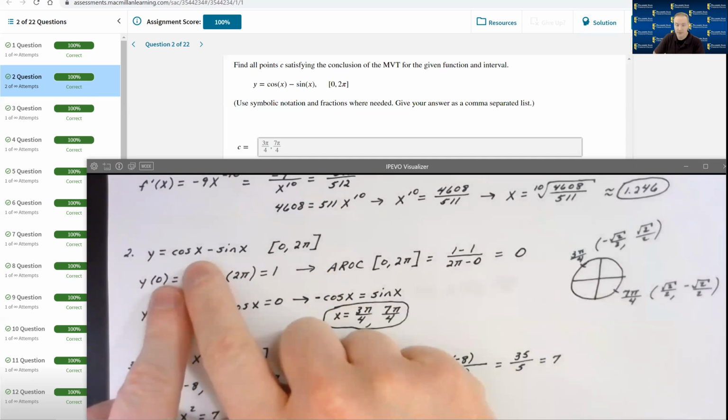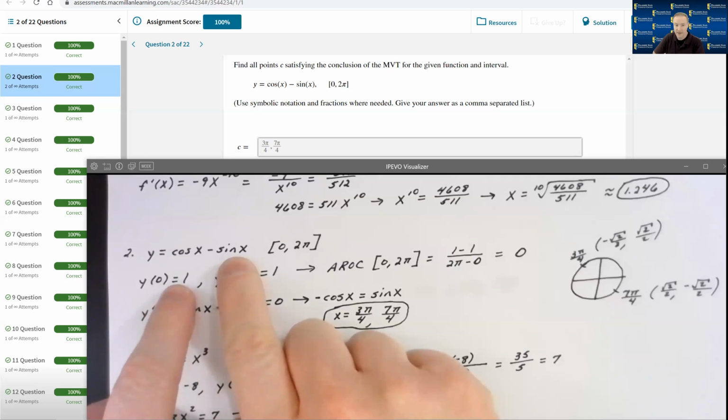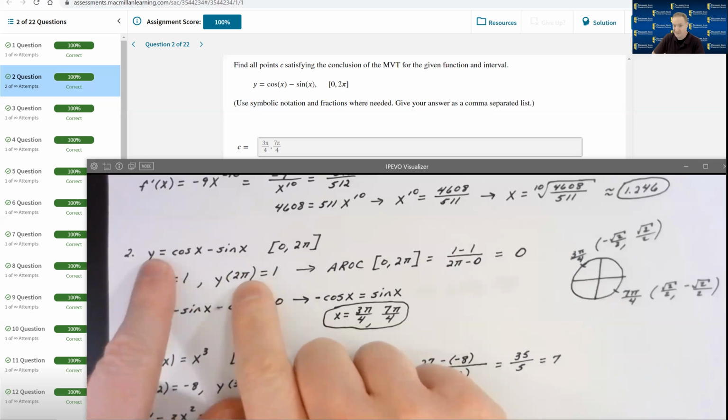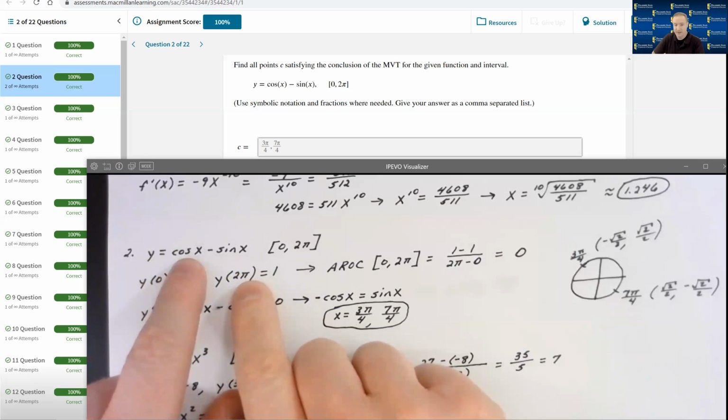Cosine of 0 is 1. Sine of 0 is 0. So y of 0 is 1. And then y evaluated at 2 pi. It's going to be the same thing. Cosine of 2 pi is 1.